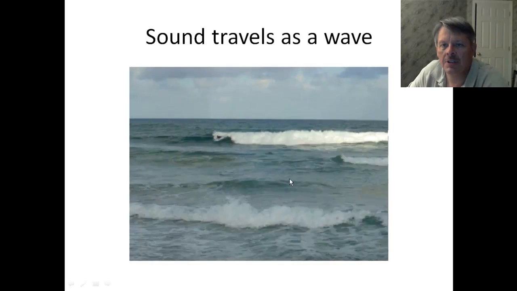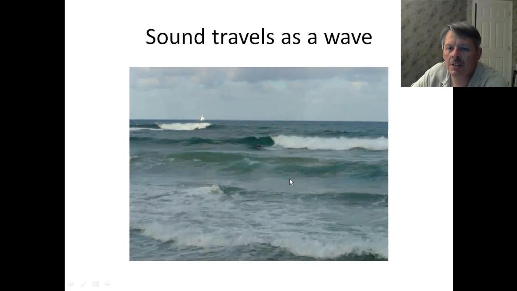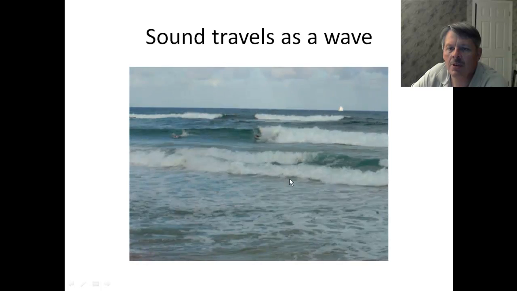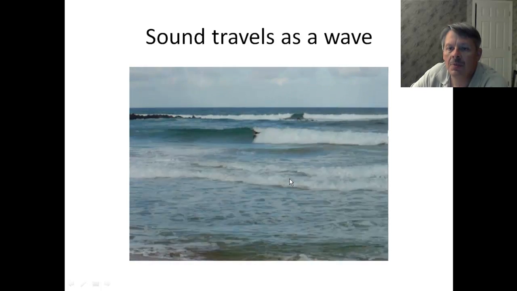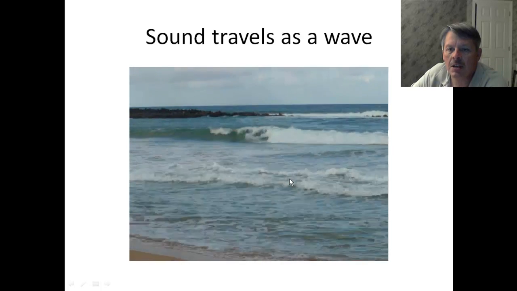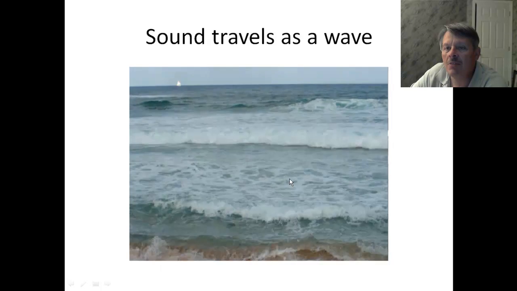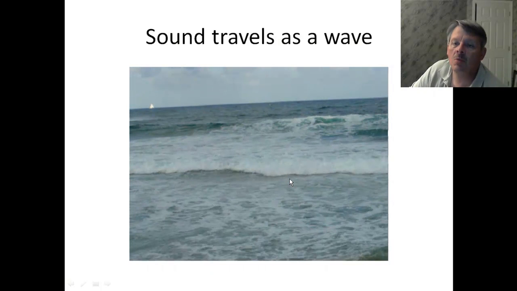We're going to start with this. As you look at this, you realize you're looking at waves. You're looking at wave after wave after wave coming in to shore. All right, this was taken in Hawaii this past summer. Sound travels like a wave. They come one after another after another.